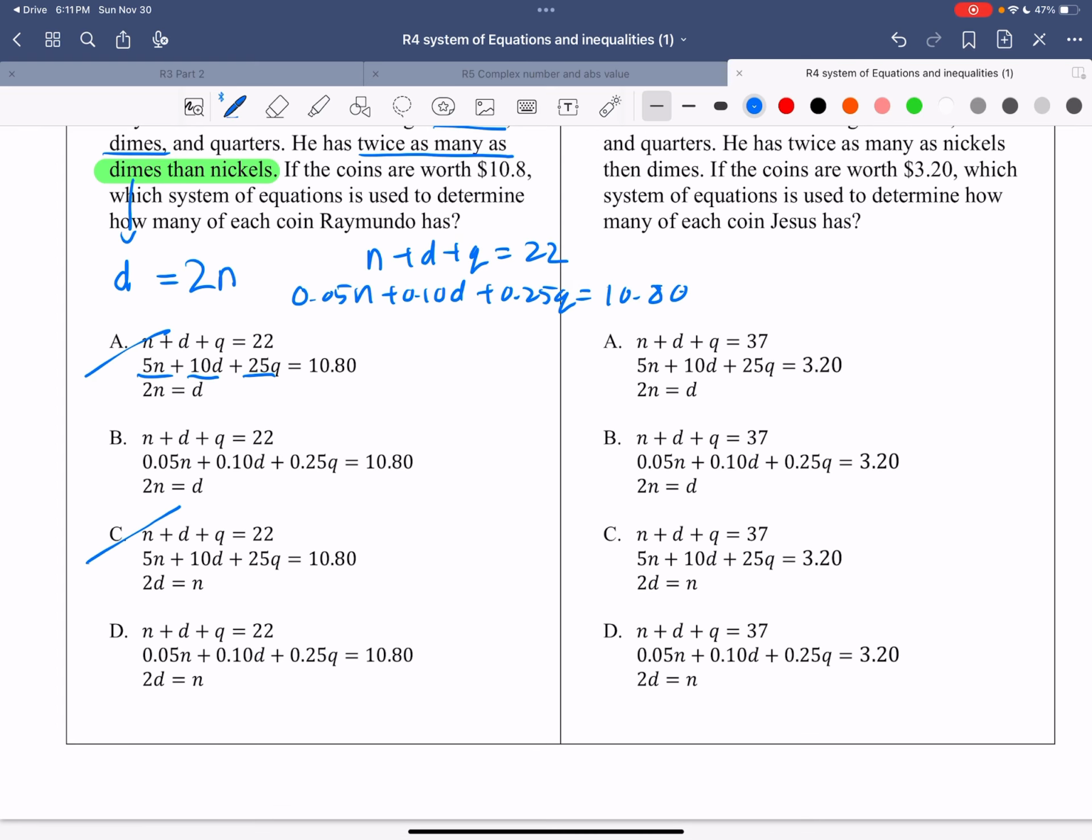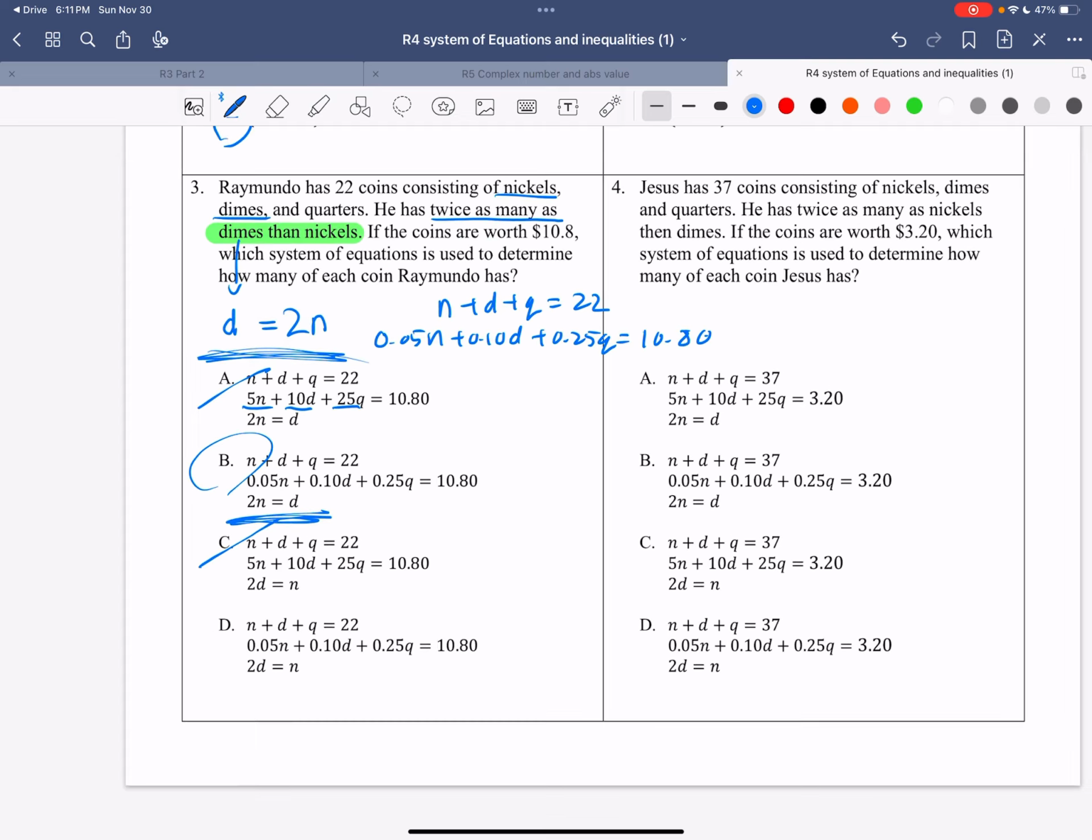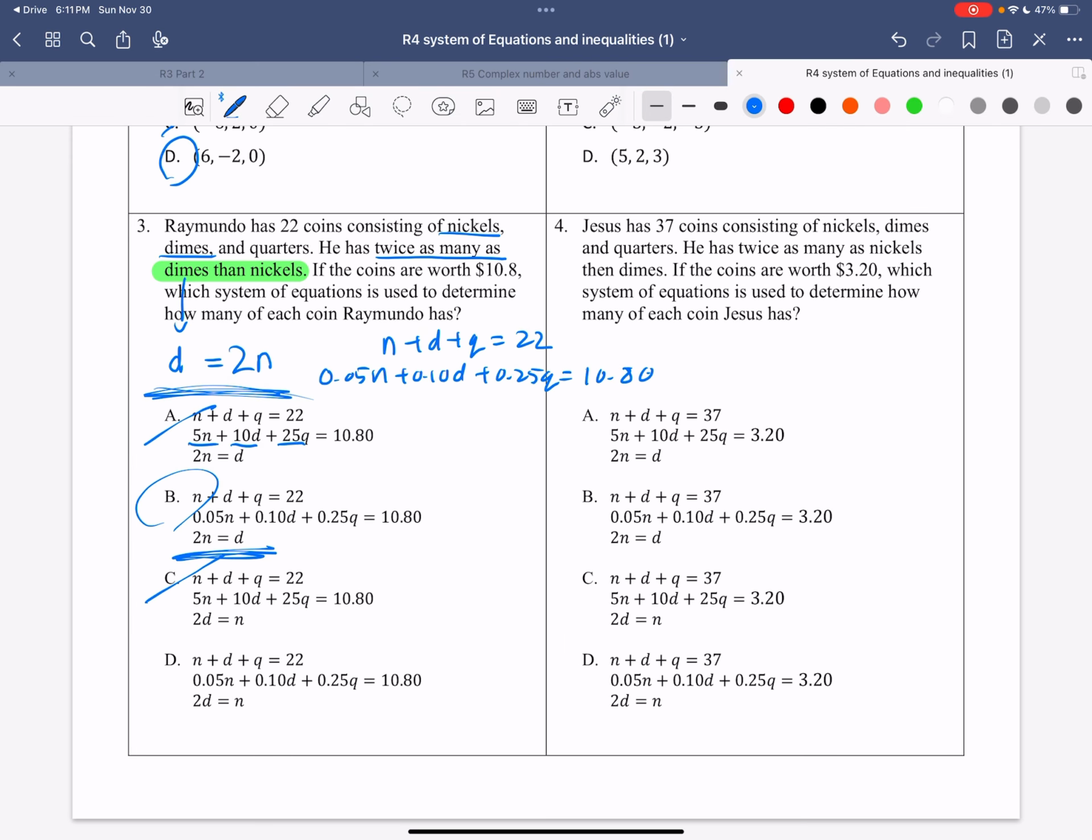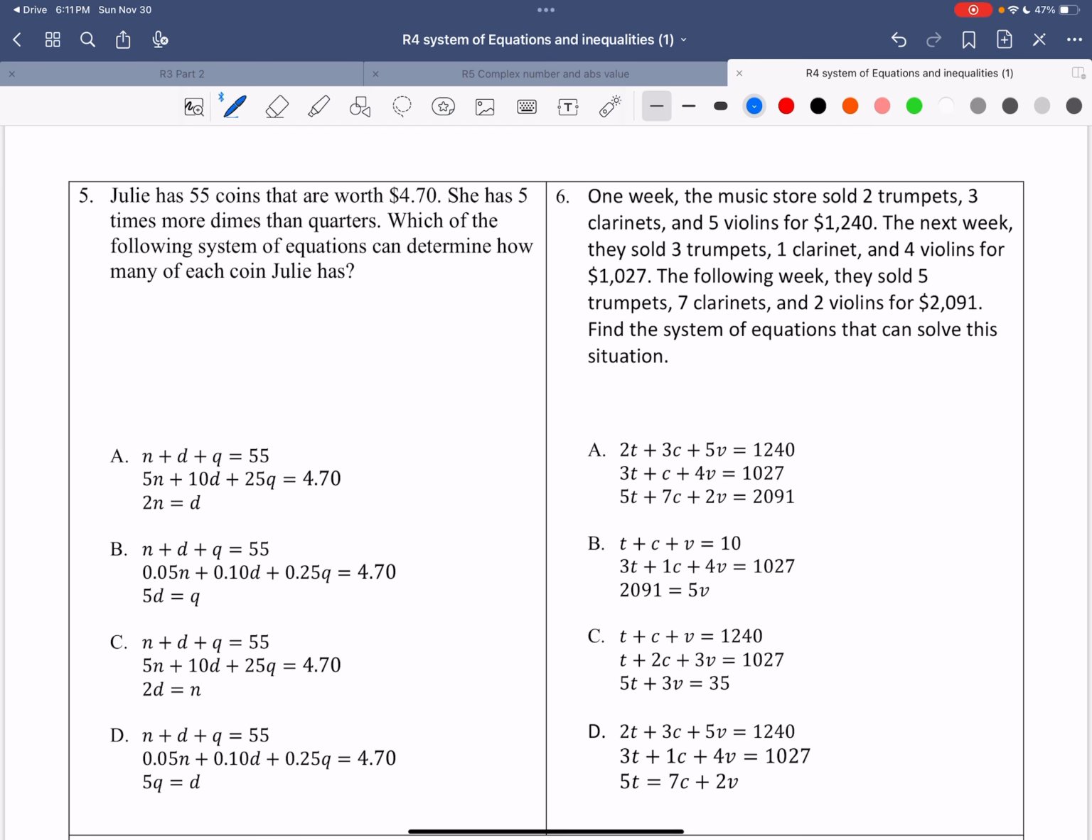And to me here, do you see 2n equals d is the same thing? It's the same thing because you just swap it. So that's the answer. So you guys can do question number 4, 5, and 6 by yourself. Question number 5 is slightly different format.